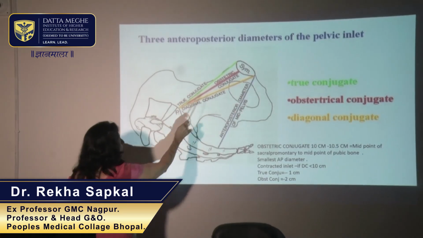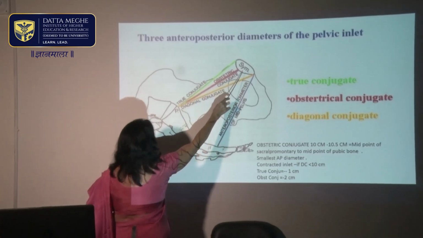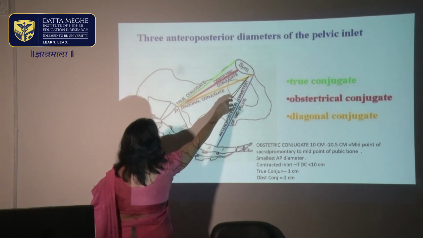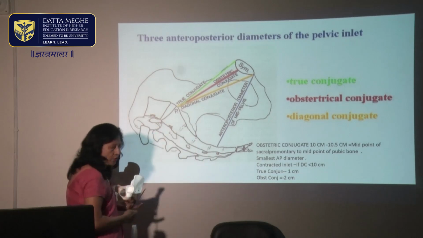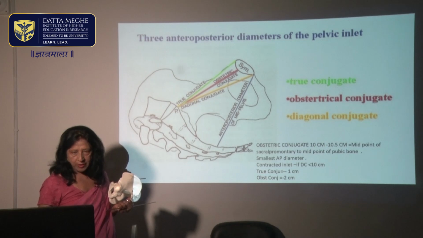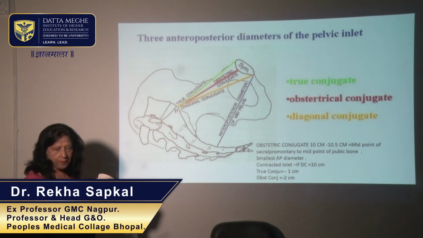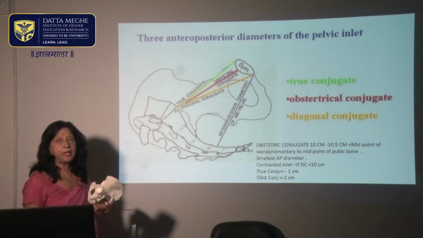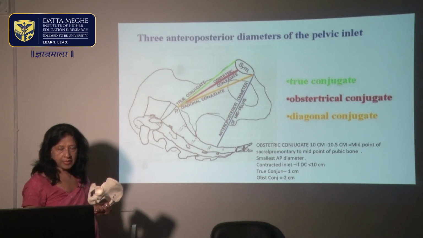Naturally, diagonal conjugate minus 1 centimeter or 1.5 centimeter, depending upon the tilt and thickness of the pubic symphysis, I will get the obstetric conjugate. So, this is how we calculate the obstetric conjugate. Obstetric conjugate measures approximately 10 centimeters or 10.5 centimeters. It is a contracted pelvis if the obstetric conjugate is less than 10 centimeters.